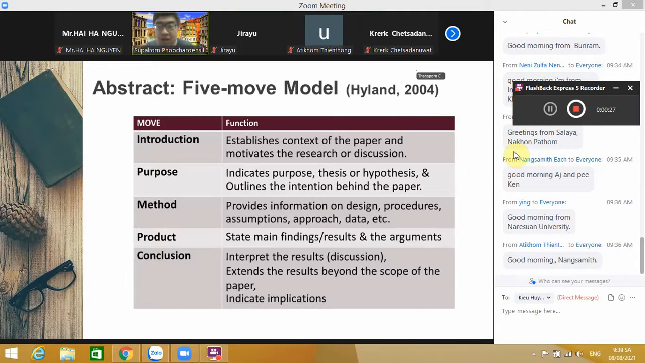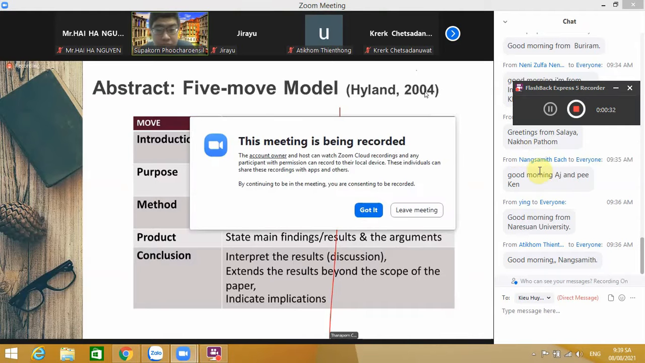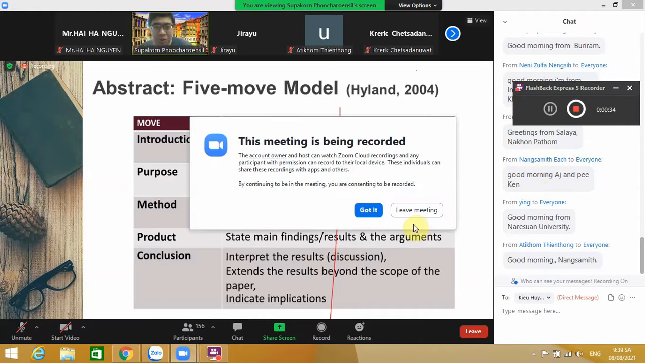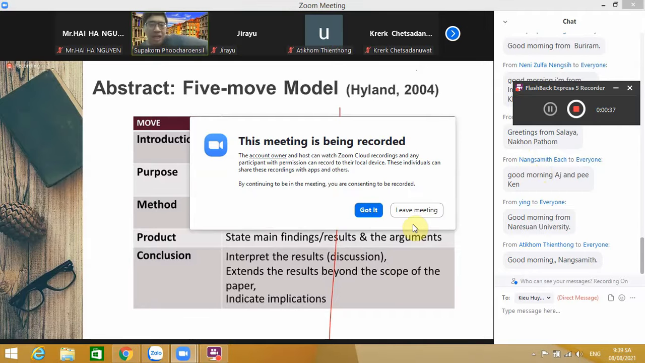Okay, I'm going to start with the abstract, right? Recording in progress. Okay, sorry, I'm not so sure what's happening here, but okay.